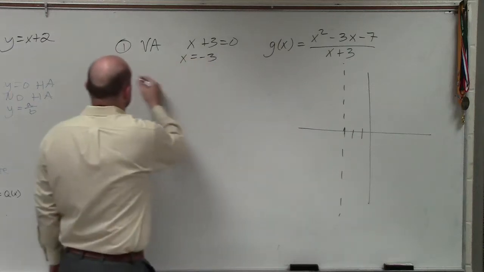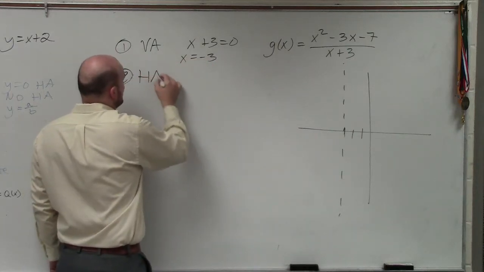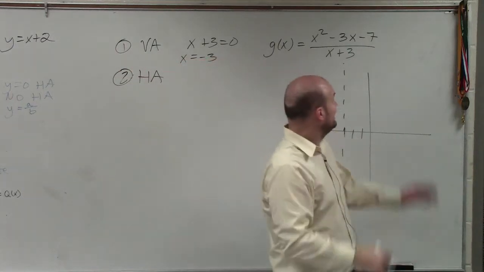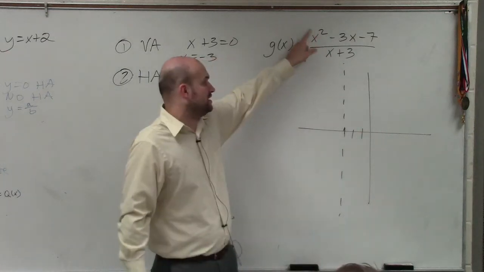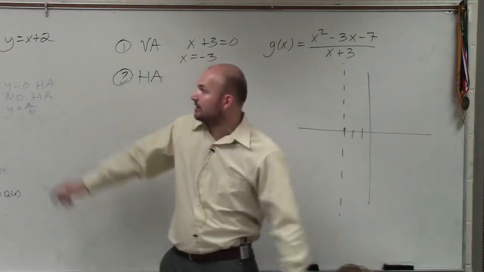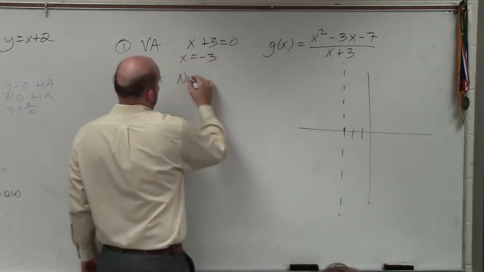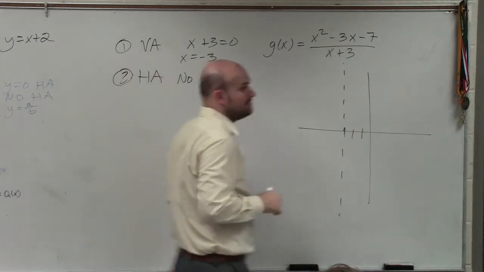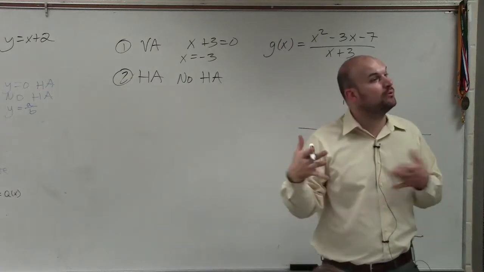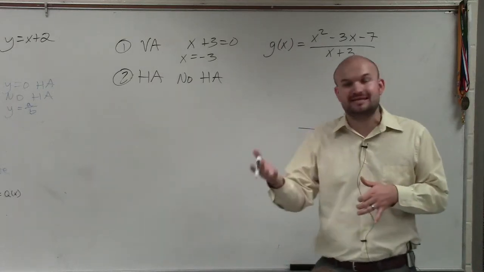OK. Step number 2, horizontal asymptote. You have to compare the degrees. In my example, the degree in the numerator is larger than the degree in the denominator. When that is the case, there's no horizontal asymptote. OK? If there's no horizontal asymptote, we want to check for a slant or an oblique asymptote.